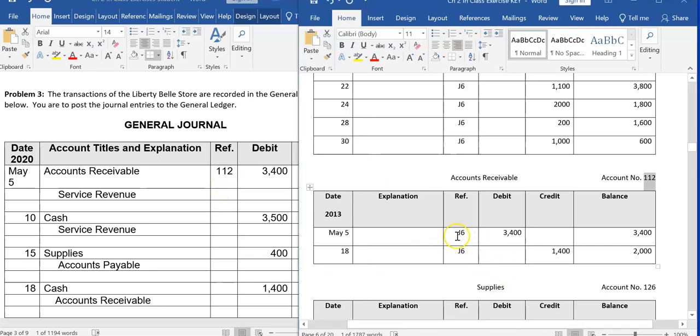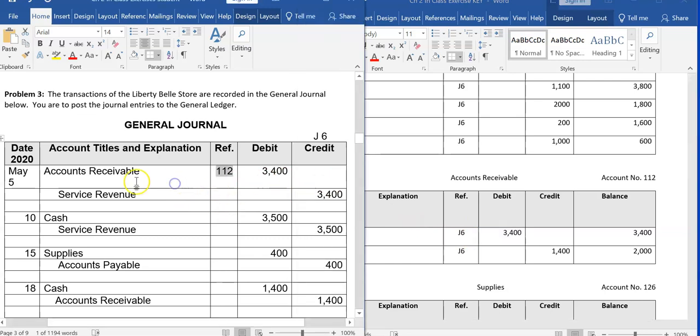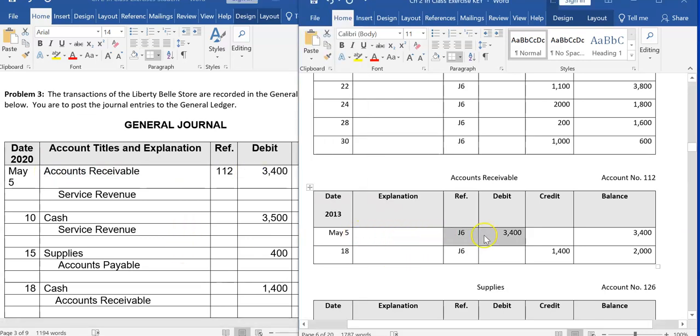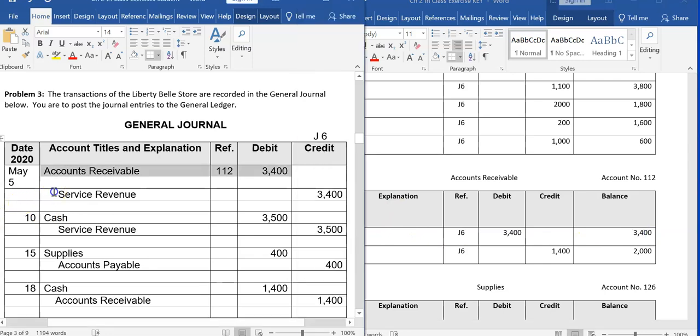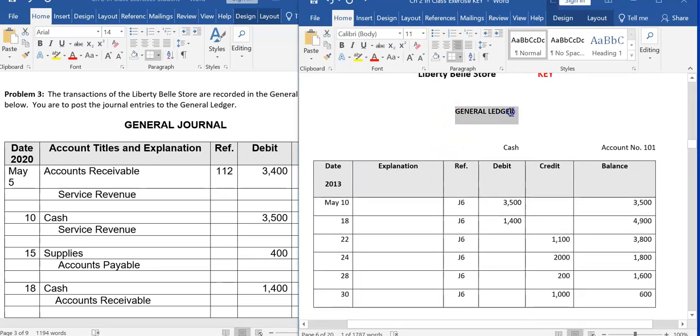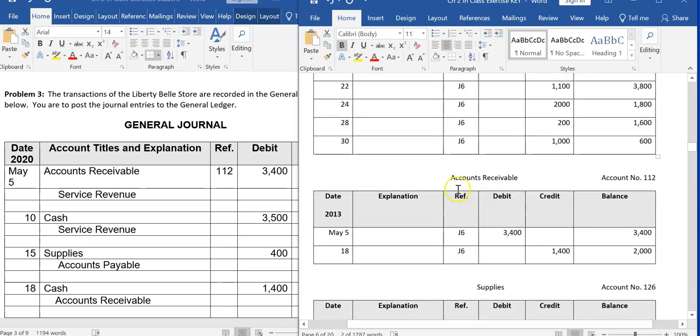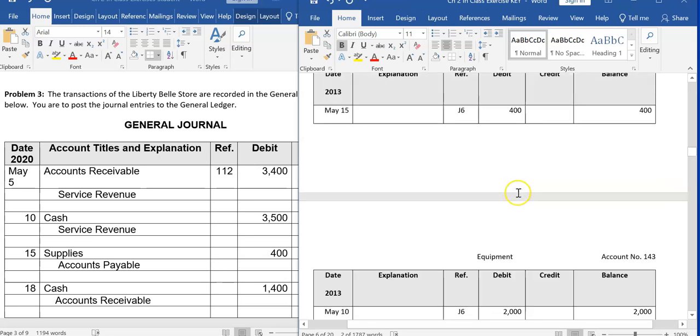If I were to look in the general ledger, I would see that that debit came from General Journal, page 6. In other words, it's cross-referencing back and forth. So no matter which side we start with, we can always trace where that transaction came from. We have now posted that debit to accounts receivable, and we have now caused that account balance to increase. The next line item in the general journal tells us to credit the service revenue account for $3,400. I will go to my general ledger, and I am going to look through here for the service revenue account.